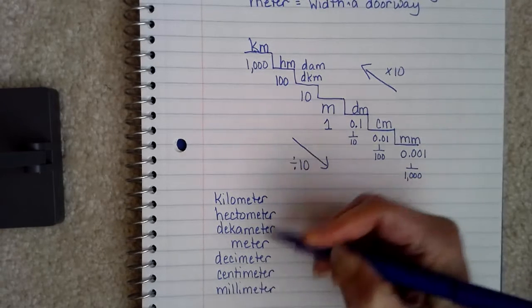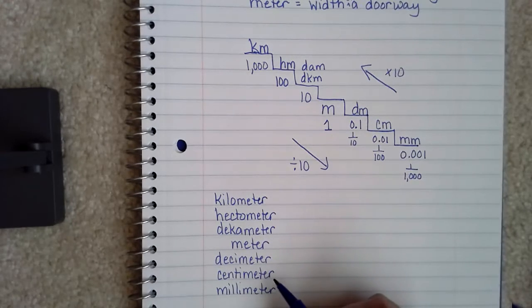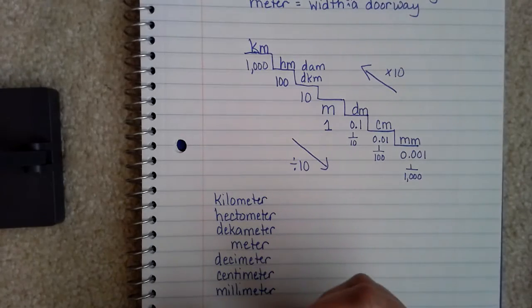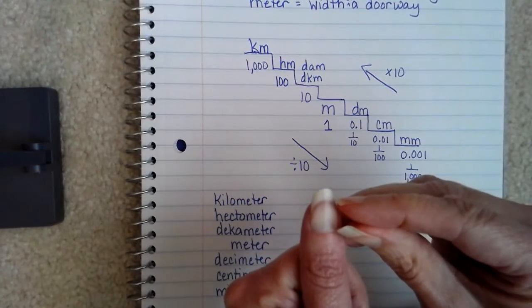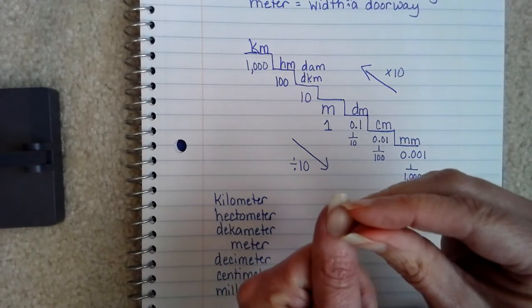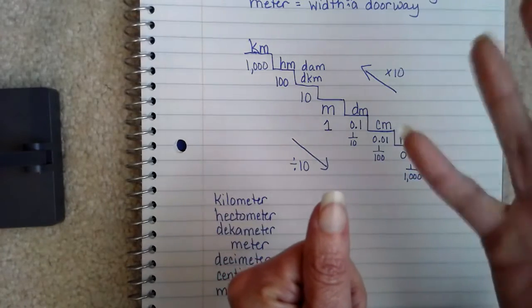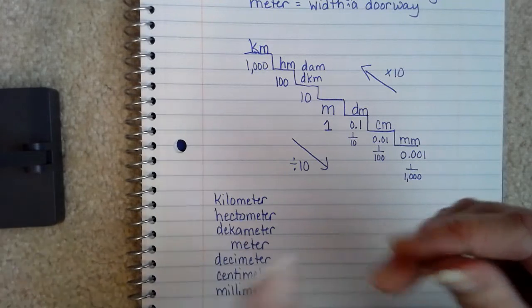Now, we said that the meter is like a doorway, and a kilometer is kind of like a mile. A centimeter is kind of like the length of your thumbnail, so not counting the white part, but this part right here. Again, we're all going to be slightly different, so that's just kind of a little average. It gives you a starting point as to how big a centimeter is.